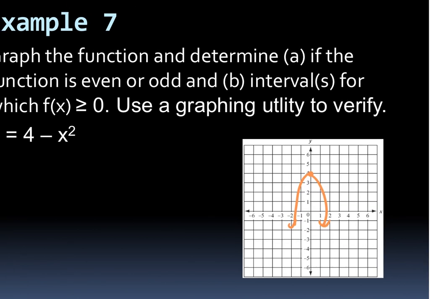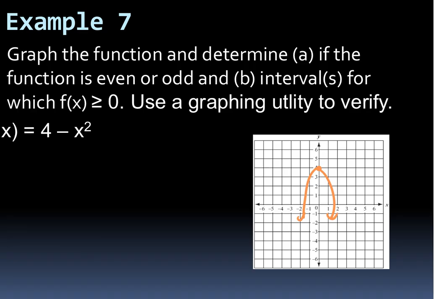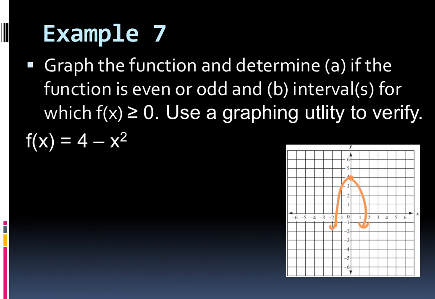Now it says, is this function even or odd? If I'm looking at my graph, what would you say? It's even because it has symmetry to the y-axis. If I'm looking at my equation, I would have plugged in a negative x, and it would go back to the original function, so it confirms it. So this is an even function.